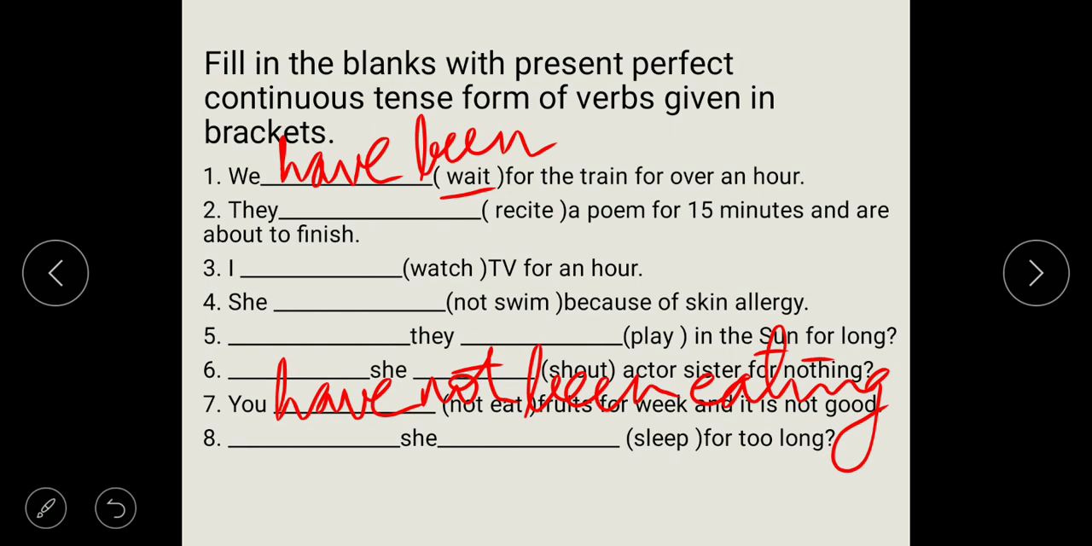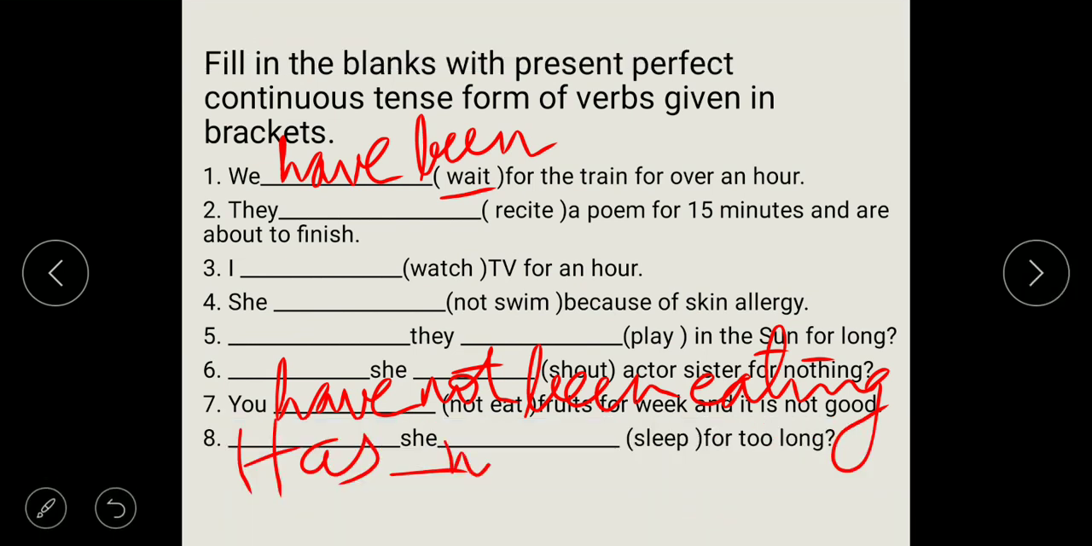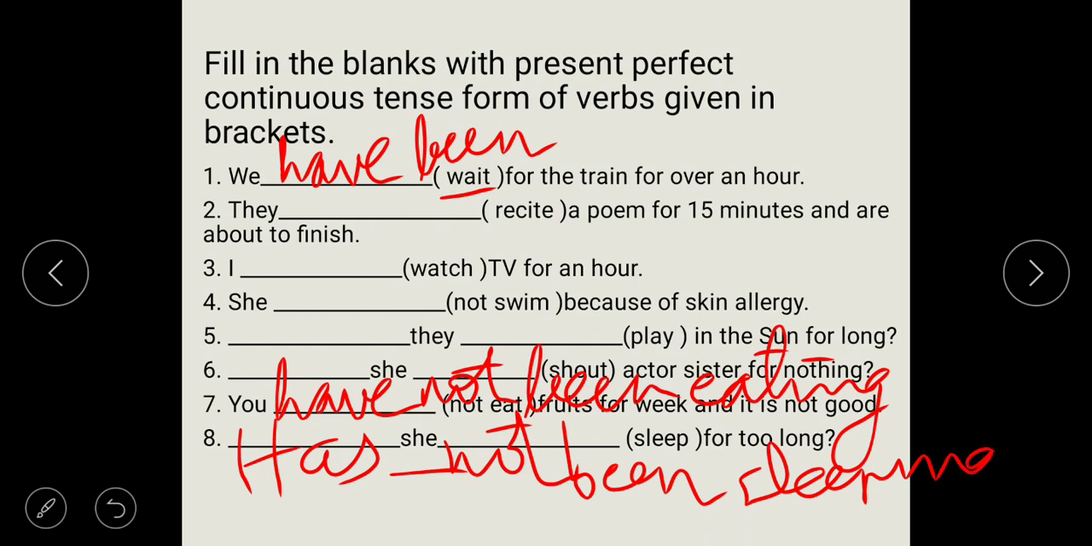Eighth one, she is there, then with she we have to use has. Has she not been sleeping for too long? Has she not been sleeping? Okay, understand?